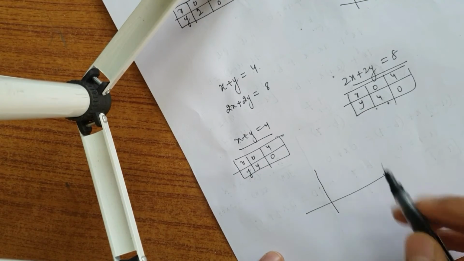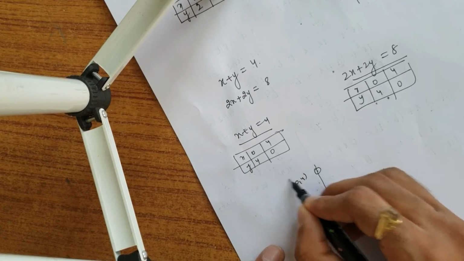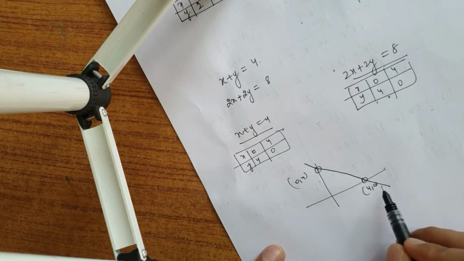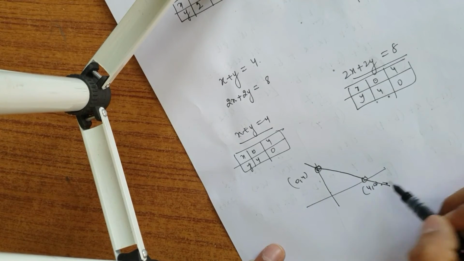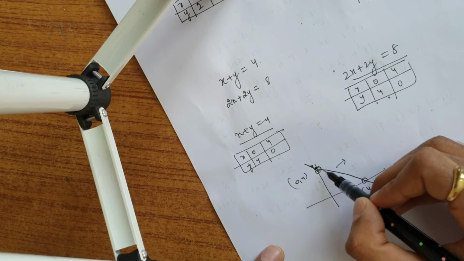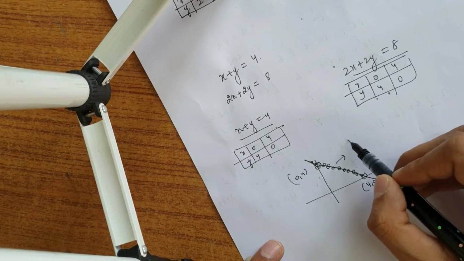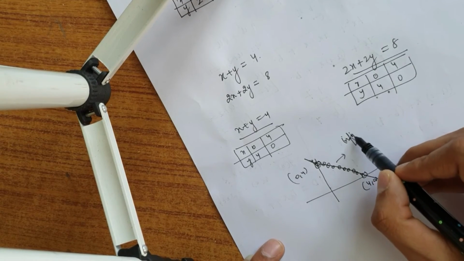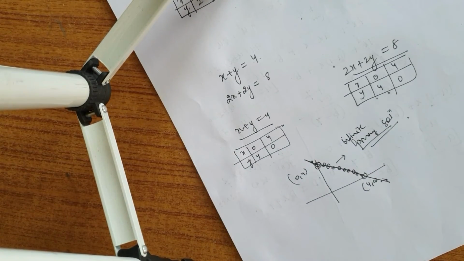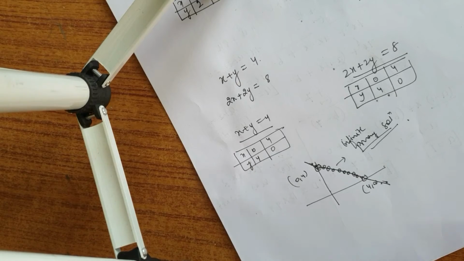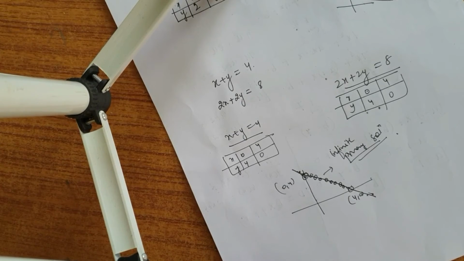If I plot them on the graph, for example, the first is (0, 4), the second is (4, 0), somewhere here. I'm just doing a rough plotting. The first line will be like this. The second line through (0, 4) and (4, 0) will be overlapping. So every point they are intersecting, meeting at infinite points. So I will say that the given equations have infinitely many solutions. I hope you're getting the concept clarity. It is a very important concept.